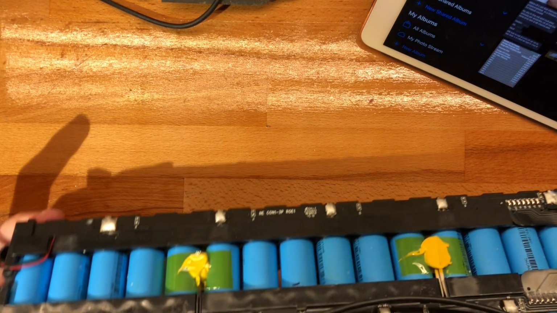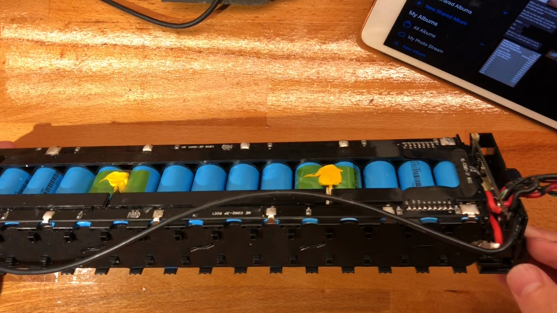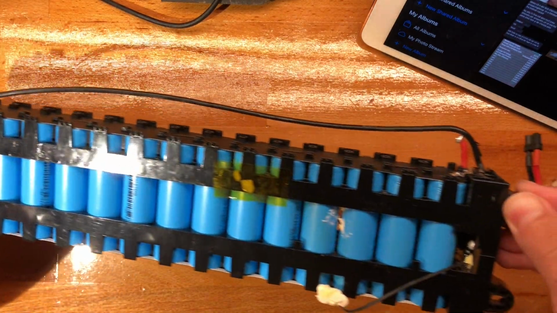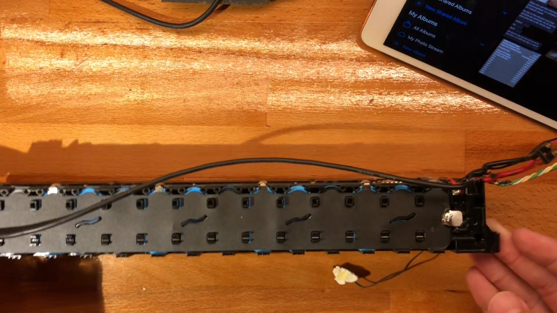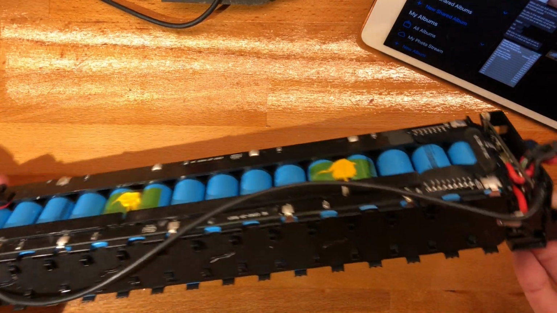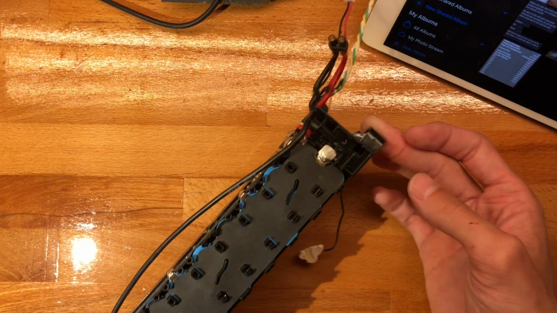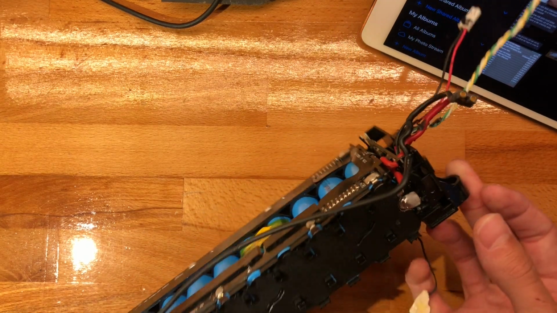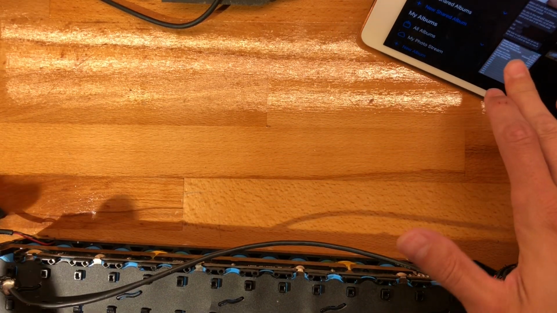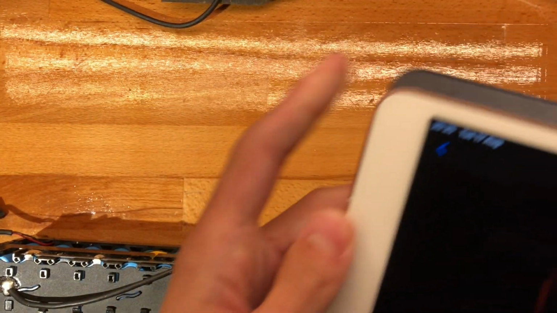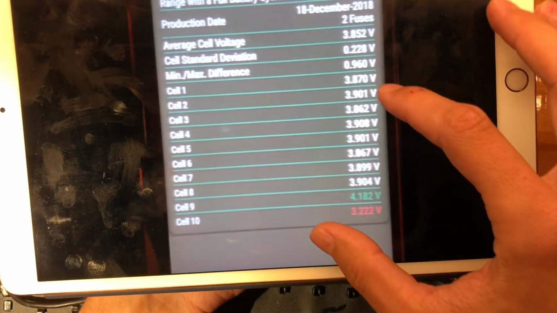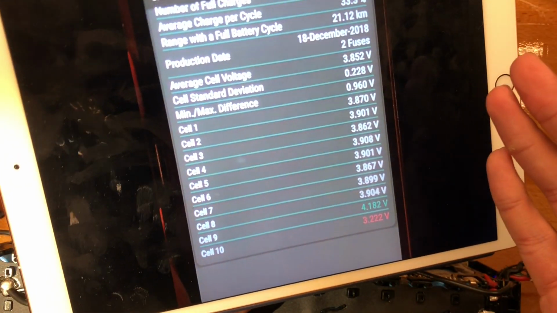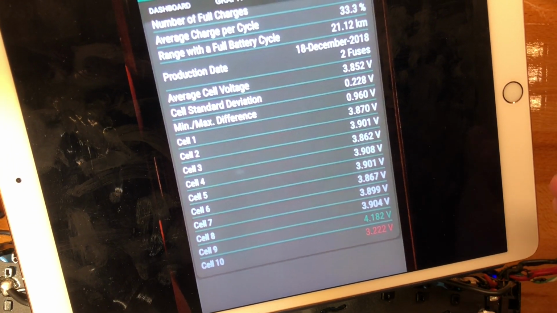We have going on is this M365 power pack, battery pack. So this is circa 2018. We'll see that on the subsequent pictures. And so the symptom this had, and do note that I have to show this on a screen, was basically the guy came over, told me that his scooter wouldn't charge.